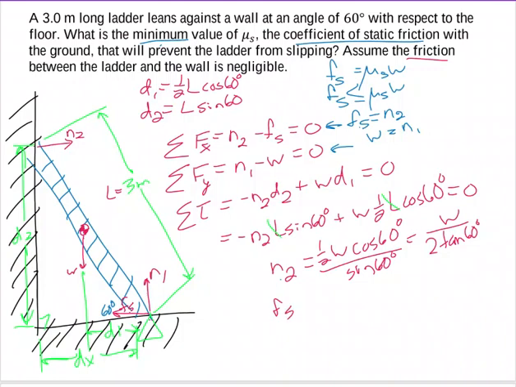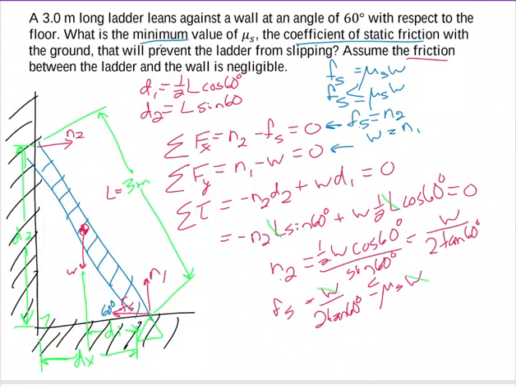And since we've solved for that, F sub s is just W over 2 tangent 60 degrees, which equals... That is actually less than or equal to, right? That's what we said earlier. Less than or equal to mu sub s times W. Now what happens to the W's? We're going to divide them out.